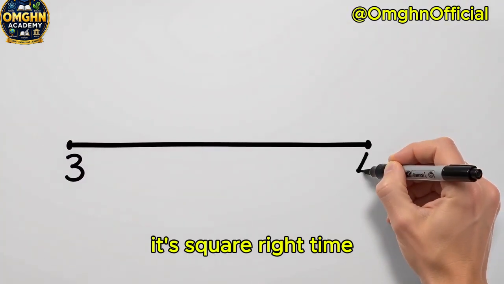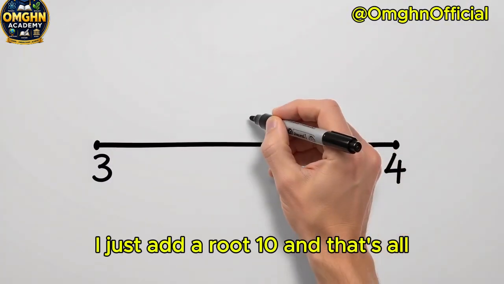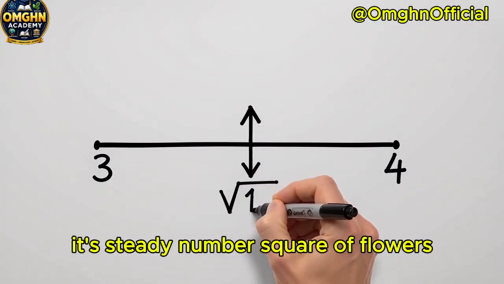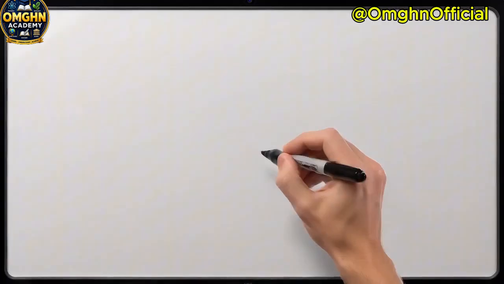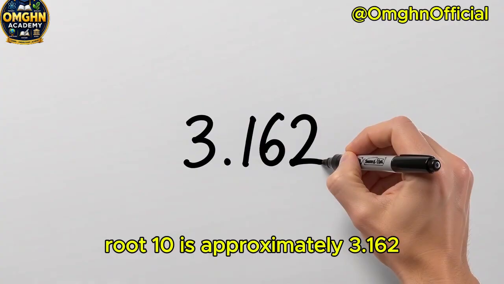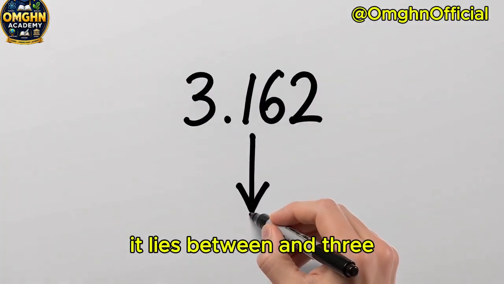Root 10 is approximately 3.162. It lies between 3 and 4.